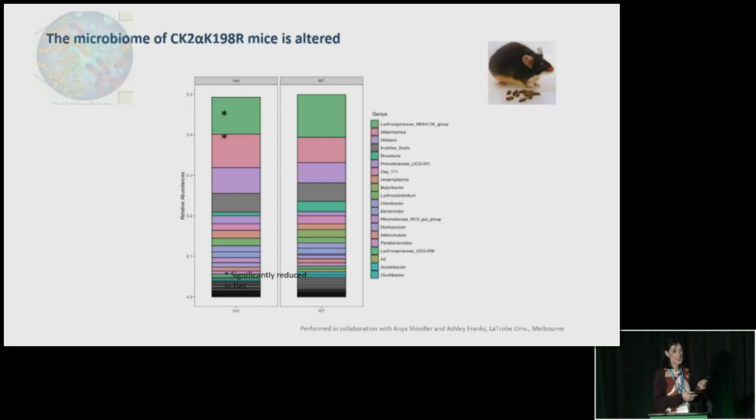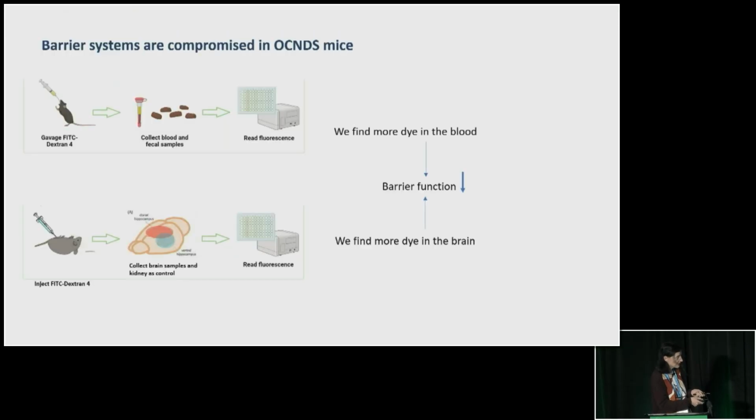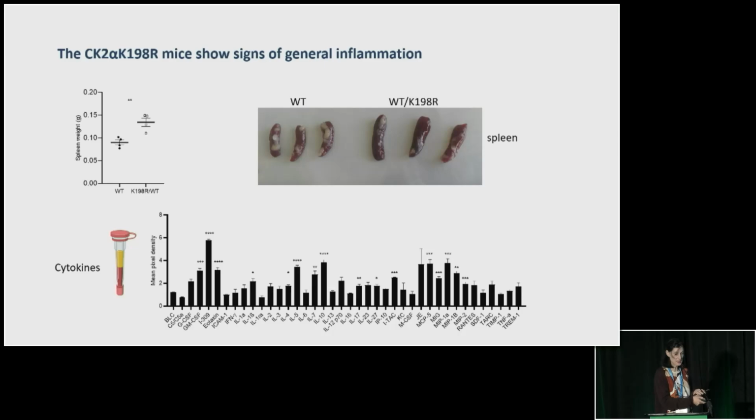Do our model mice have changes in the gut microbiome? And actually they do. We find, for example, two strains reduced in the numbers of bacteria that produce short-chain fatty acids, which are known to be important for gastrointestinal health. So yes, we have a difference in the gut microbiome. And I'll skip that.